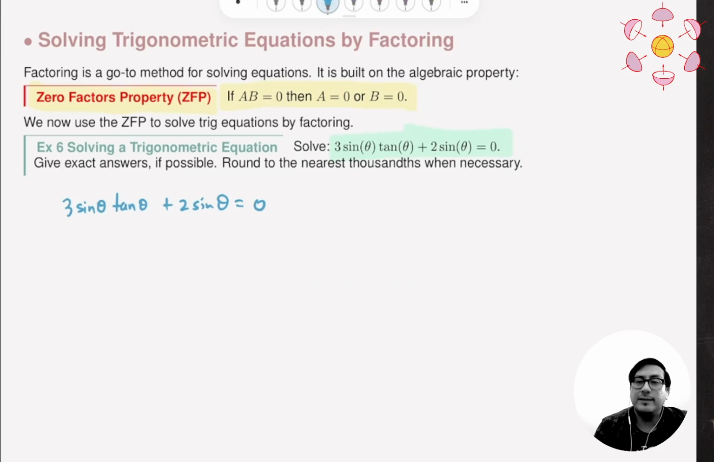I don't recognize any obvious trig identity, so there must be something else we can do, and maybe a simple algebra trick can help us. Do you see it? Do you see how we have sine theta in both terms here? So why don't we factor it out? Let's just pull it out front. If I pull the sine theta out, what will I have? Well, this no longer has the sine theta, so we're going to have a 3 tangent theta left over. And then this sine theta is no longer there, so we're just going to have a 2.